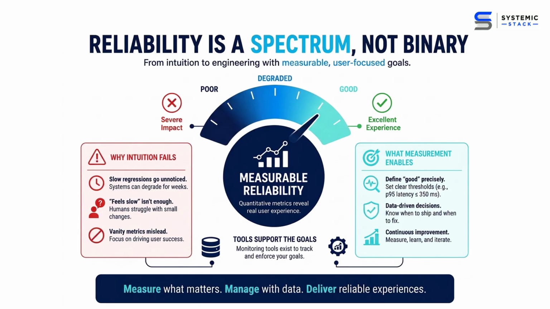In a system design interview, if you're asked about monitoring, don't just list tools like Prometheus or Datadog. Instead, explain that you need these quantitative goals to define what good looks like. A failure mode to watch out for is vanity metrics, where you measure things that look great on a dashboard but don't actually reflect the user's experience. You need to focus on metrics that correlate with actual user frustration or success, moving beyond gut feelings into the realm of hard, actionable engineering data.